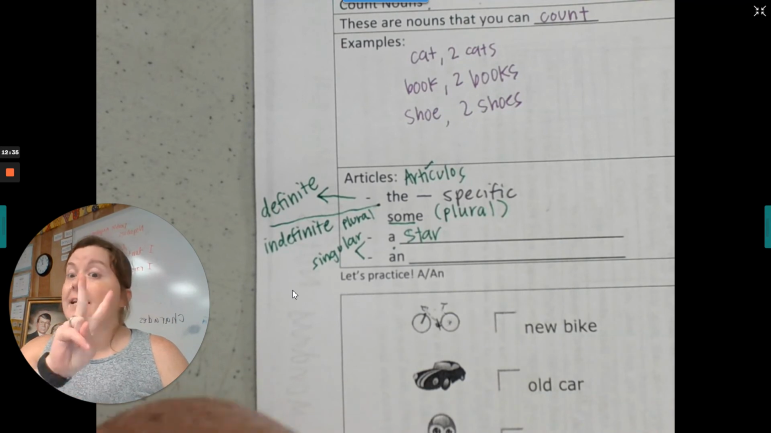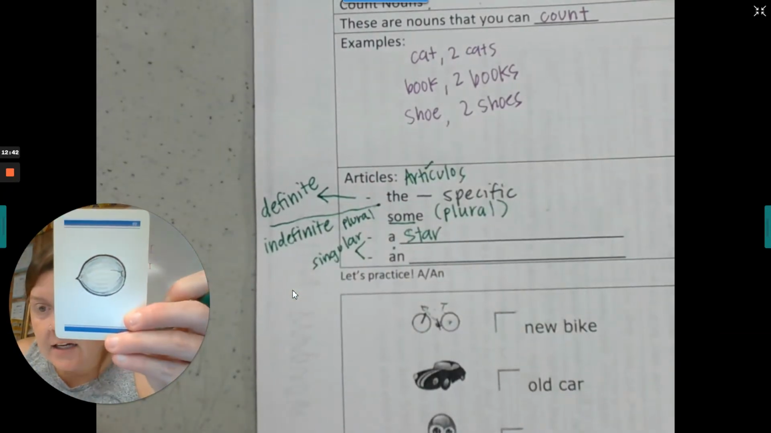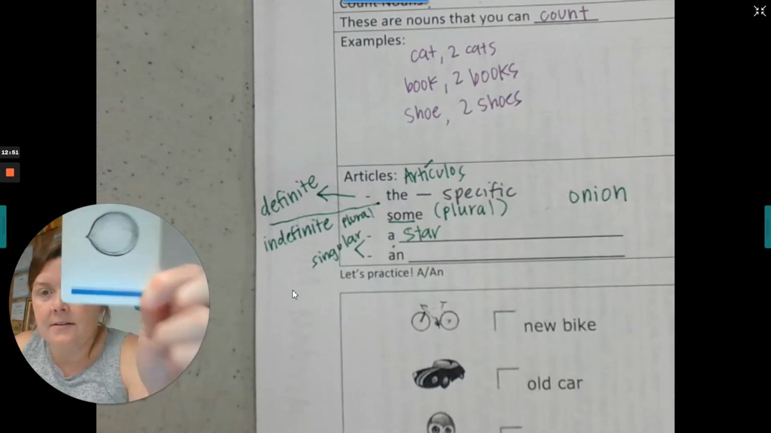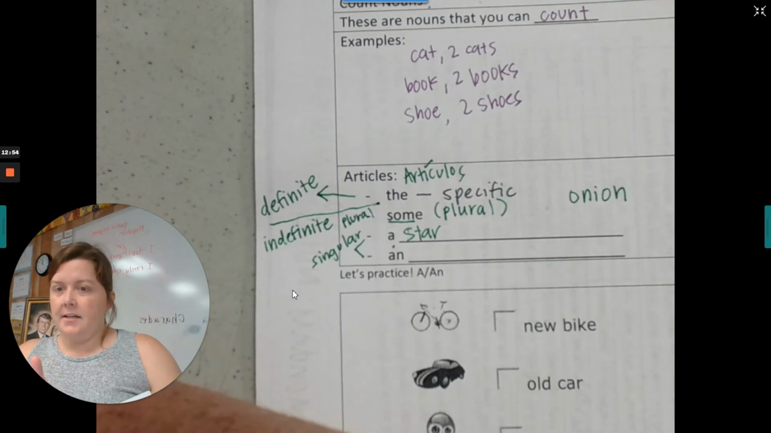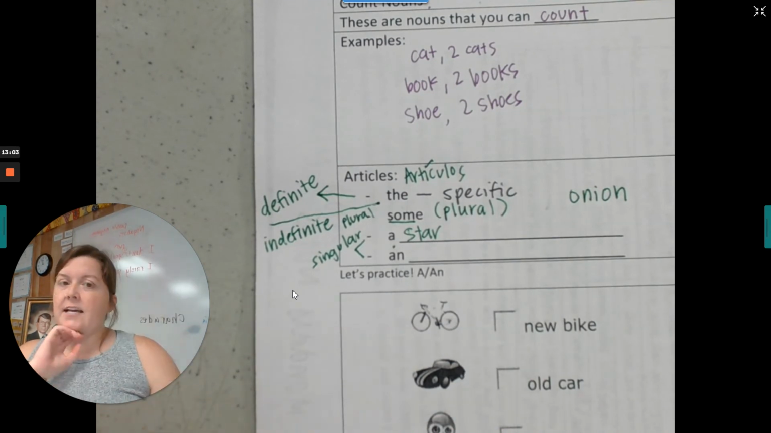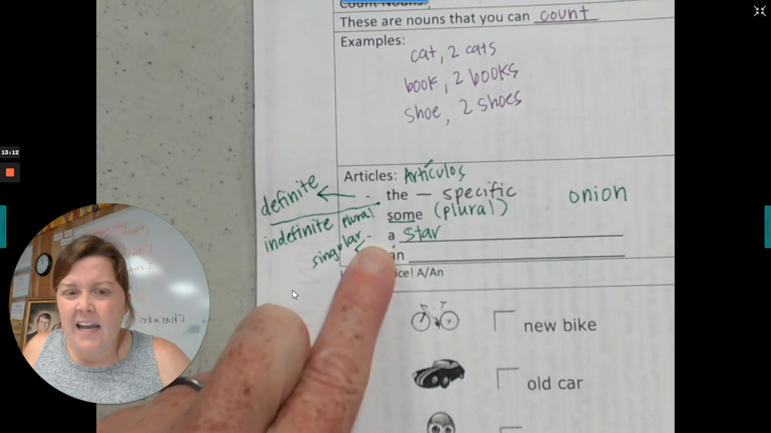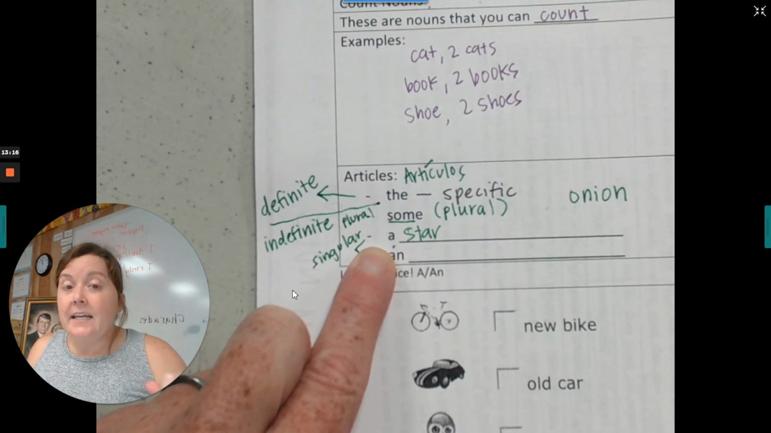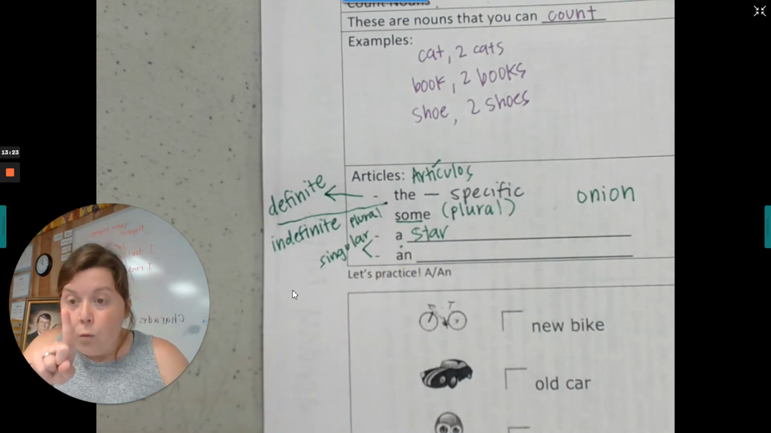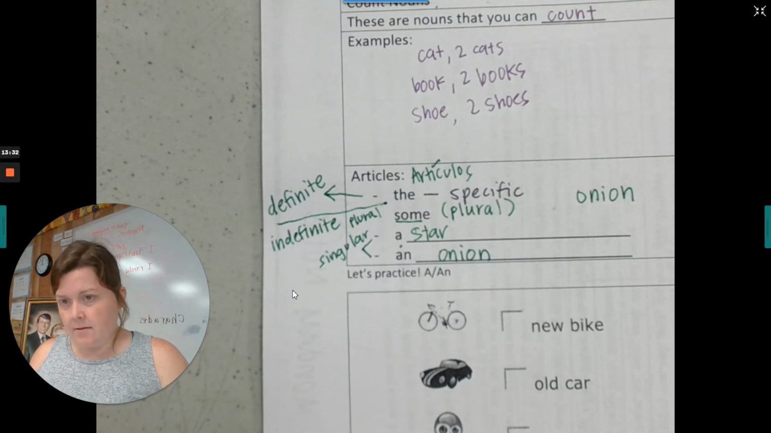So let's look back at onion. Here, I'll write it for you. Onion. So if you only need one onion, say your husband goes to the grocery store and you need one onion. If you try to say a onion, a onion, a onion, it's kind of difficult to say. And so in English, we say an onion. I need an onion. One. An onion. So you use an.